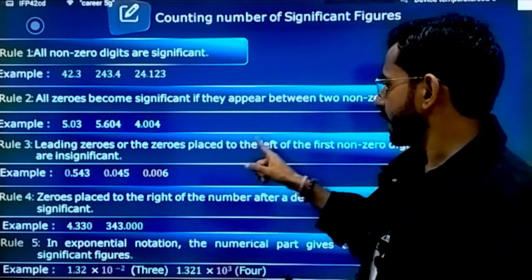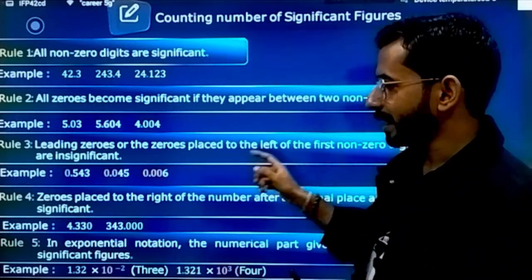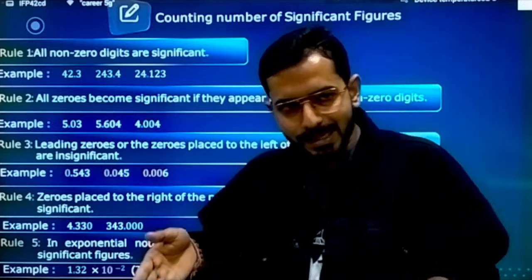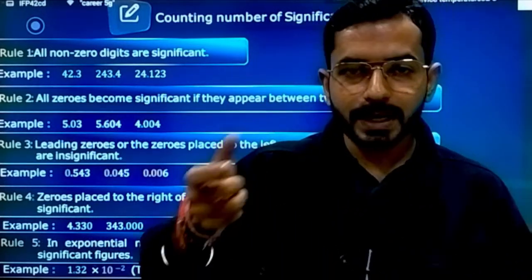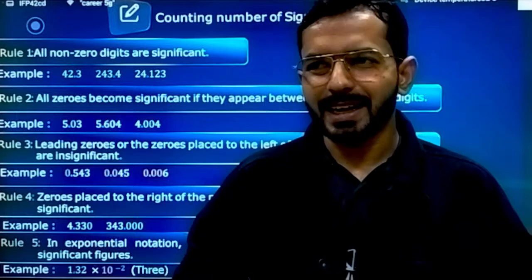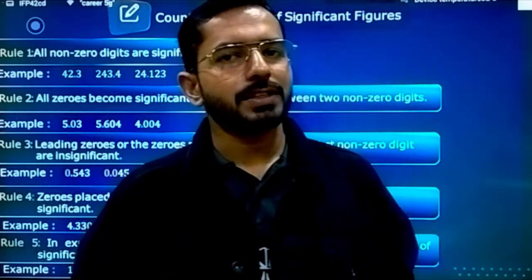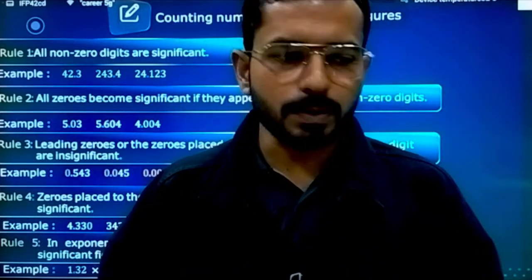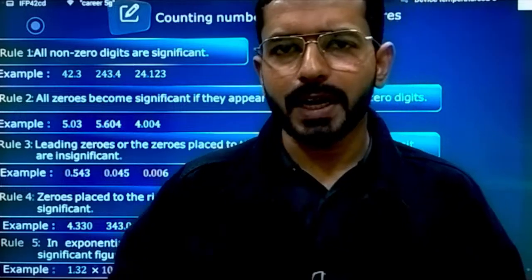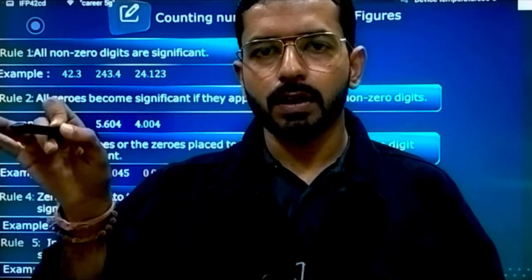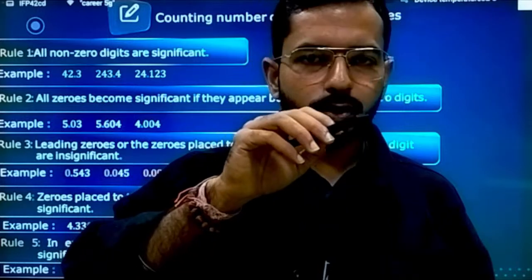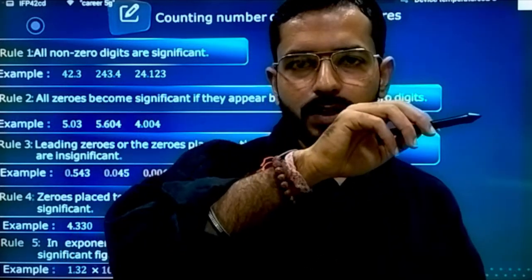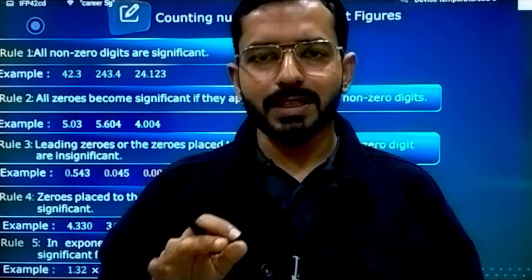Next one, leading zeros, or the zeros placed to the left of the first non-zero digit, are insignificant. If you have applied that 0 in the leading place only, then it will be calculated as insignificant. Obviously, let's suppose I ask you to write 100. You will write 100. What if I apply a 0 in front? Nothing is going to change. Apply one more 0 in front, again nothing is going to change. So this is the case.